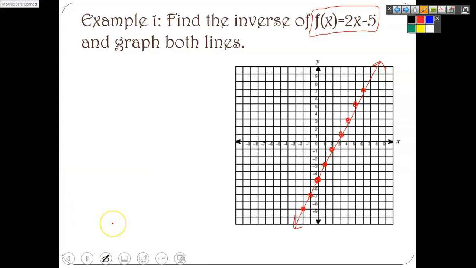Its inverse then, to find it, the first thing you do is change f of x to y. So y equals 2x minus 5 is equivalent to f of x equals 2x minus 5. Still in red because they're still the same function. To find the inverse, we flip x and y. So we're going to say x equals 2y minus 5. By flipping those x and y's, I have now changed to the inverse function. Solve for y.